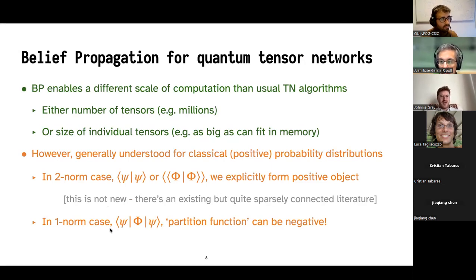What is a bit newer is running BP on something which doesn't have this positive structure. So as soon as you put in an expectation between your quantum states, there's no longer a positive local structure. What you have is just a Hermitian structure. And so there's no real analog to where BP is usually applied in the classical setting, because of course this thing, which would represent a partition function, can be negative in the quantum case.